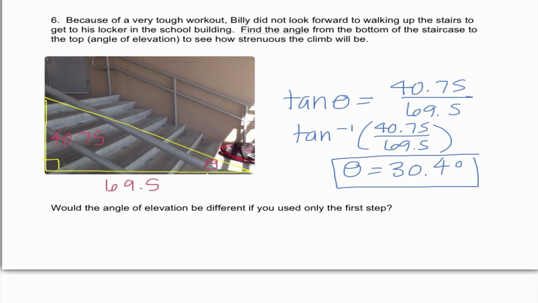And it asks, would the angle of elevation be different if we had only used the first step? And the answer is no, so we might feel kind of sad because we did all this work. But the angle of elevation would be the same, so I really could have just measured this first step, either the height or the length, or I could have measured that hypotenuse as well.